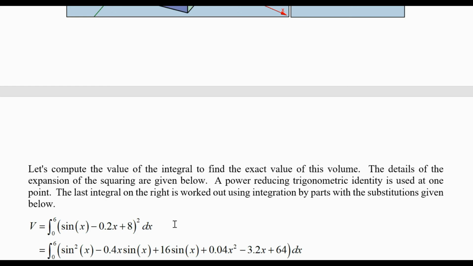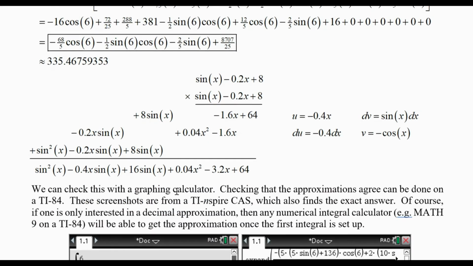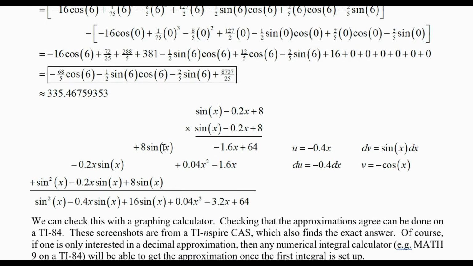And in the process, we're going to use a power-reducing trigonometric identity at one point, and integration by parts at one point. Now, the very first step is going to be expanding this square out and getting this longer term here. The details of that are worked out right here, using long multiplication, or the distributive property. In other words, sine of x minus 0.2x plus 8 times itself is this.